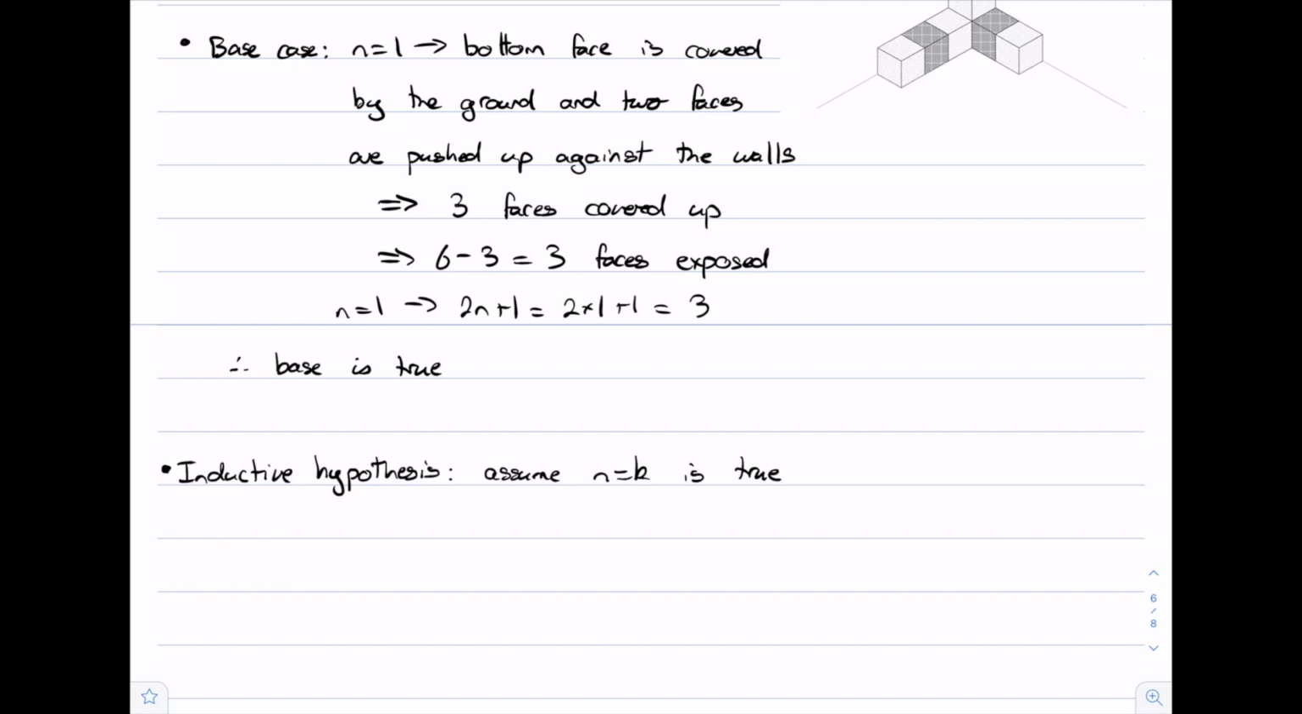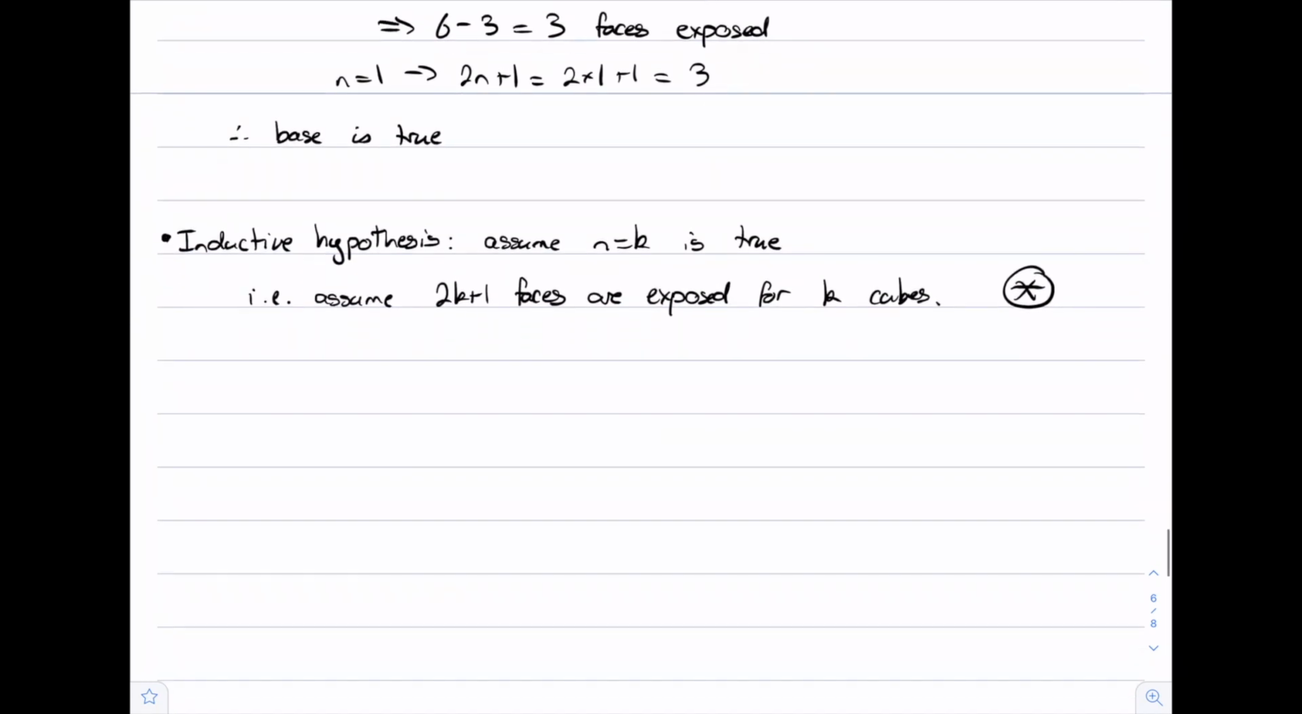So what does it mean to assume that n equals k is true? It means that we assume 2k plus 1 faces are exposed for k cubes. Okay, so that was our inductive hypothesis. That's our assumption, and maybe let's label that as star, so when we want to use it, we can just say by star. Okay, because we know we need to use it. That's part of the induction process. So that was our inductive hypothesis.